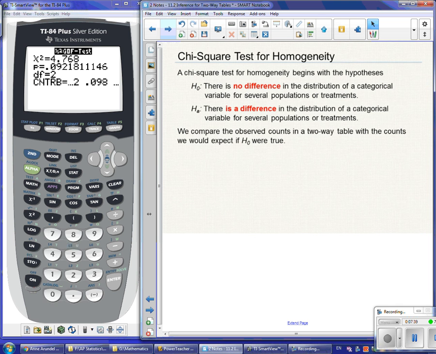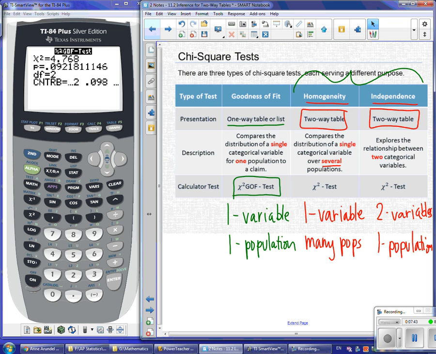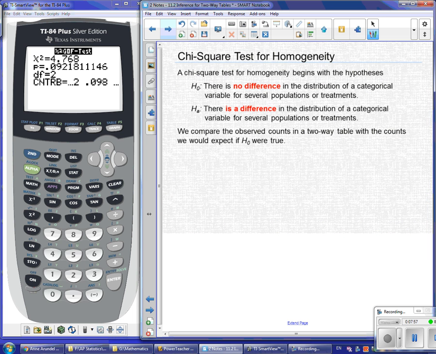So let's talk about the test for homogeneity. Again, this is one variable and several different populations. So maybe I'm looking at the distribution of regular chocolate M&Ms and comparing it to the distribution of peanut M&Ms or pretzel M&Ms to see if the color distributions are the same.